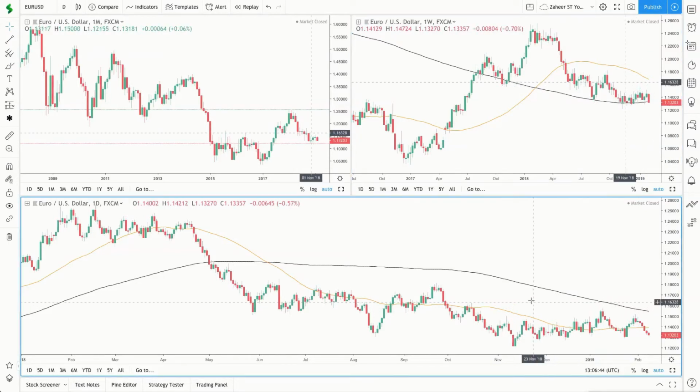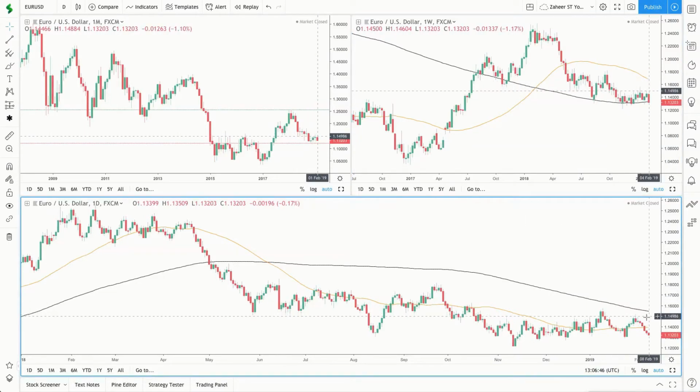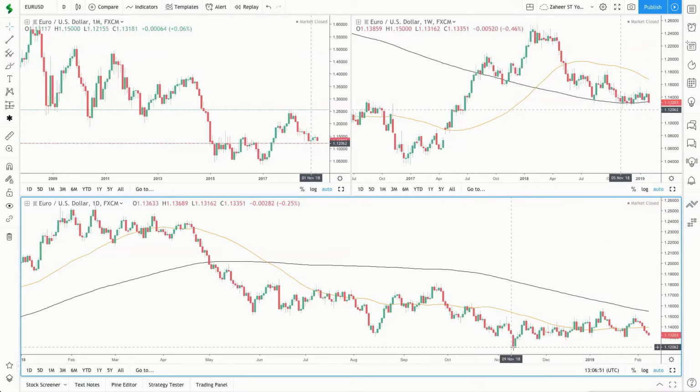On the daily time frame, we can see prices already below the 200 moving average, and we've had good weakness to the downside. A break and close below this support level will suggest further weakness.